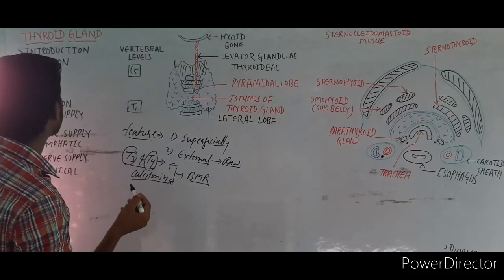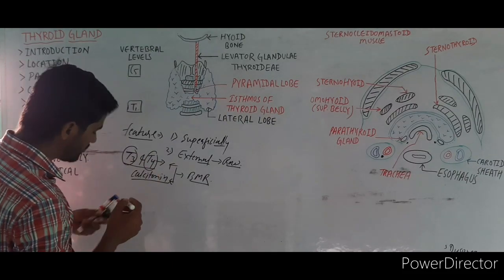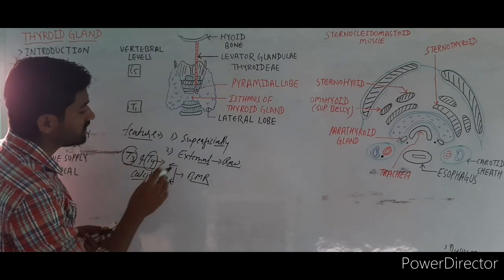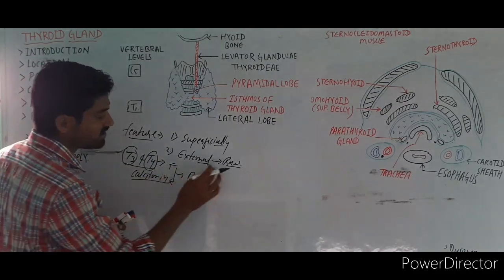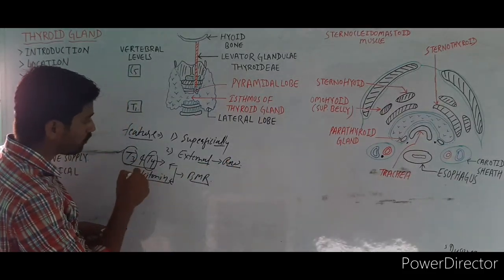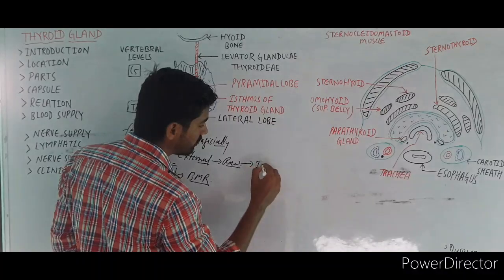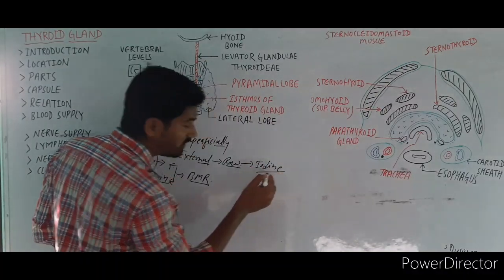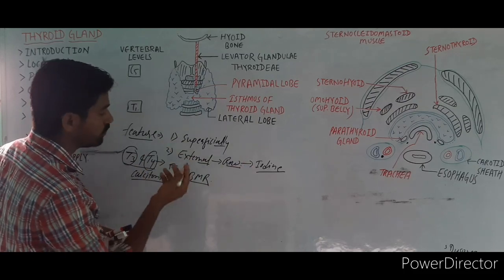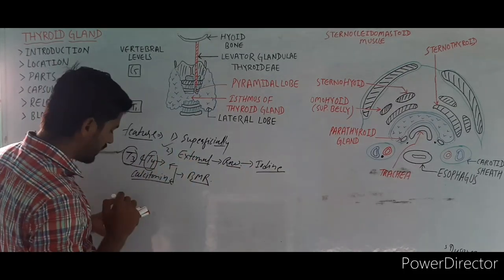So these are the hormones, and the gland is superficial, and it depends on the external environment for raw material. For synthesis of these hormones we need iodine, right? Iodine we take only with the diet. So it depends on the external environment.